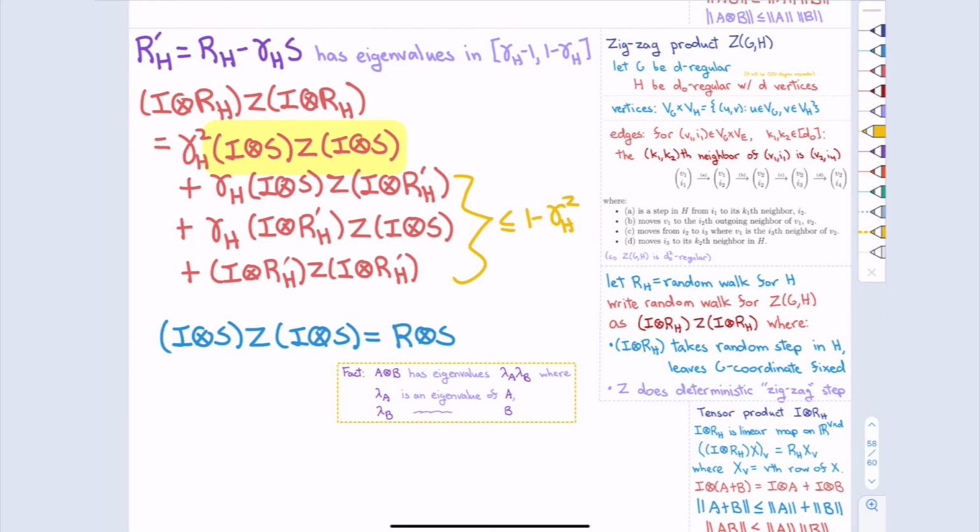Okay. Let's try to understand the eigenvectors and eigenvalues of this. So this again was our simplified zigzag product. Sample a completely random vertex in H, take that step in G, and then sample another vertex in H, which, as we pointed out, at the end of the day is the same as taking a random step in G and sampling something random in H. Okay. So this should be R sub G.